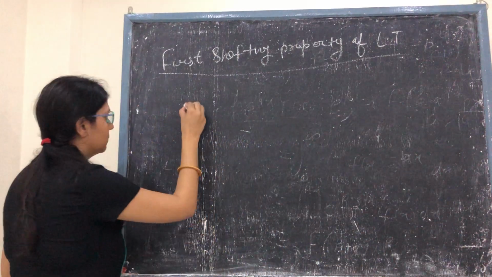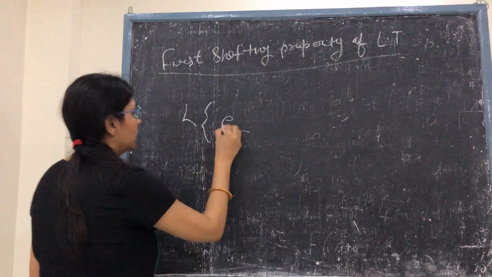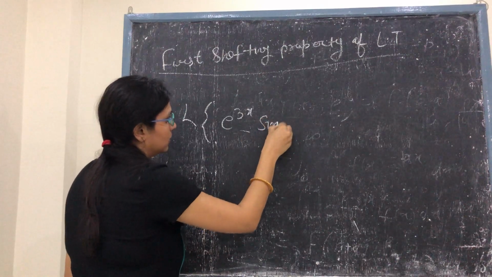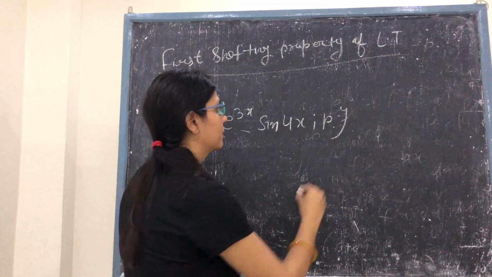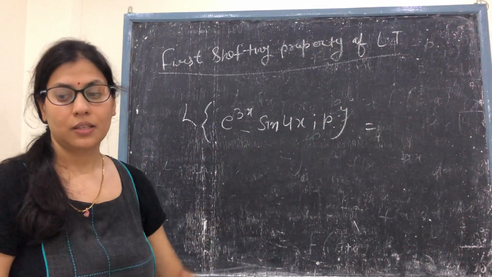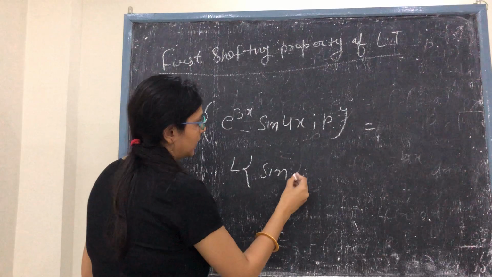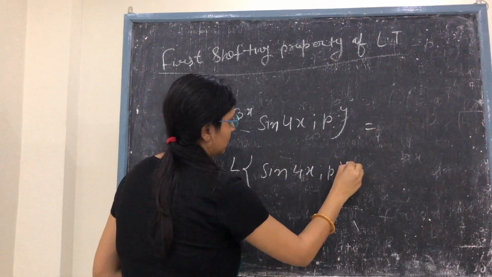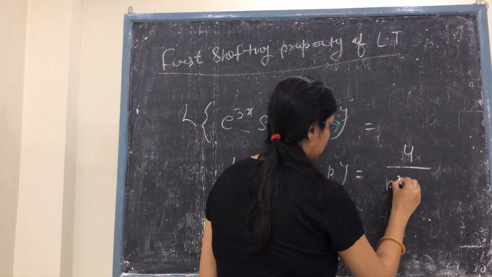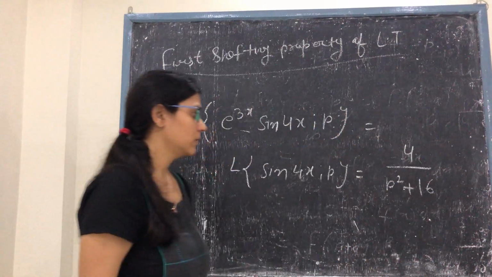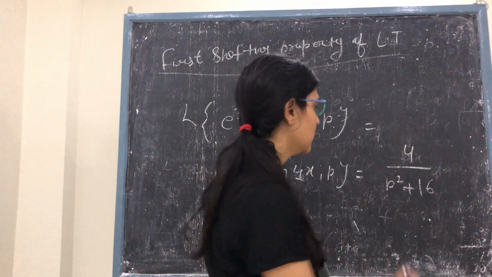Now let us take the Laplace transformation of e raised to the power 3x sine 4x. We have to find this. Now we know that the Laplace transformation of sine ax is a over p square plus a square, so here a is 4, and it can be written as 4 over p square plus 16.